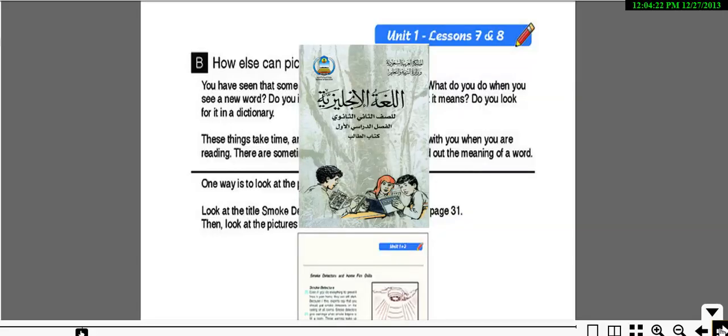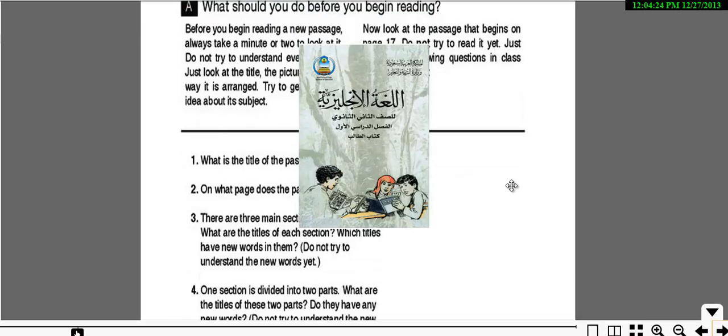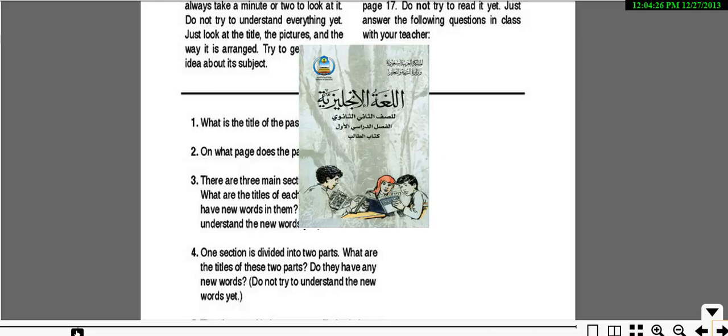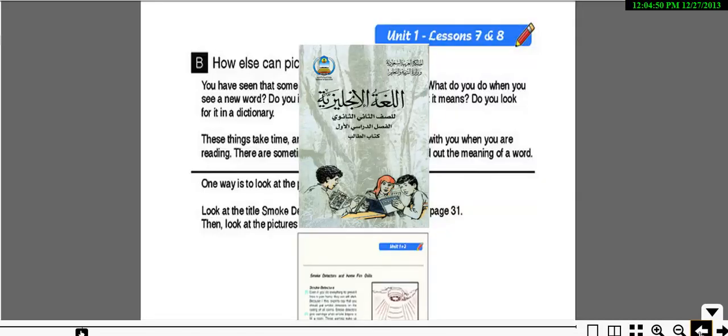Sorry for taking time with this. Question 1, what's the title of the passage? What you should know about fires. On what page does the passage end? Well, it starts on the same page and it ends on the same page. Now, 3, there are 3 main sections in the passage. What are the titles of each section? Well, there are sections, which means it doesn't really end on the same page. So let's just get back to it and try to figure it out.